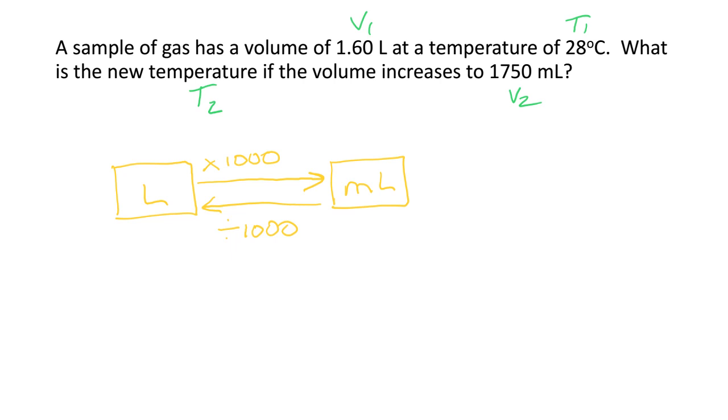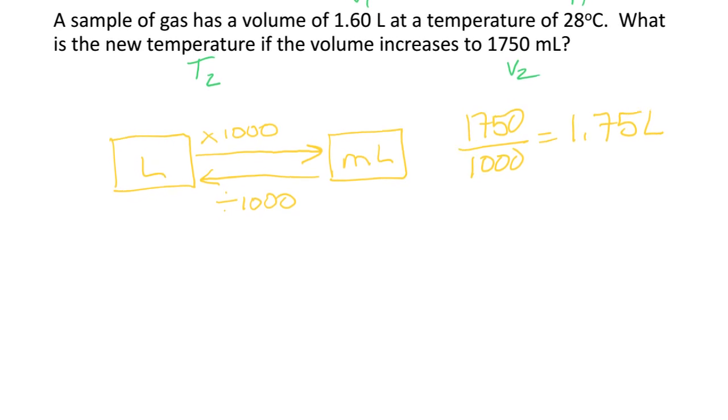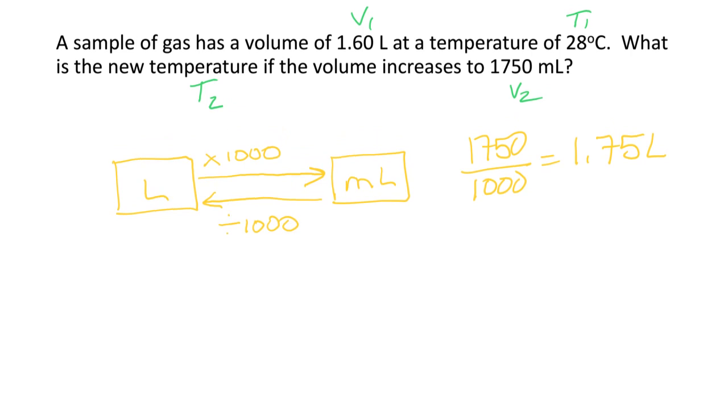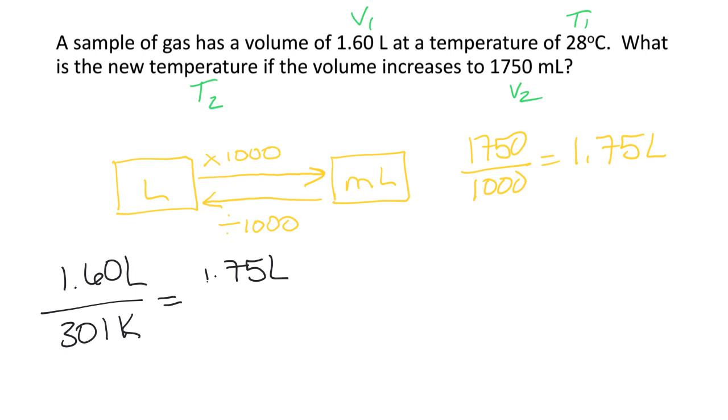So we're going from 1750 milliliters to liters. 1750 divided by 1,000 is 1.75 liters, so there's my V2. So my V1 is 1.60 liters. My T1 is 28 degrees Celsius, or 301 K. And then my V2 is 1.75 liters. And I'm looking for T2.